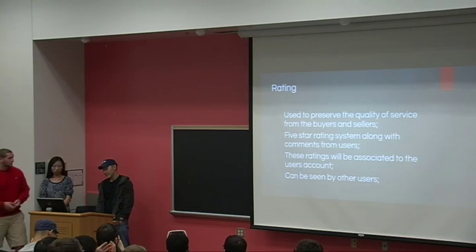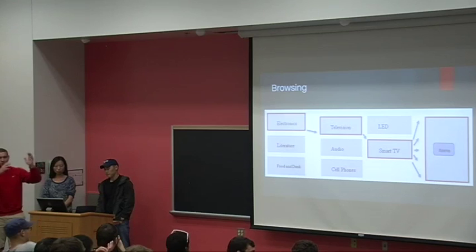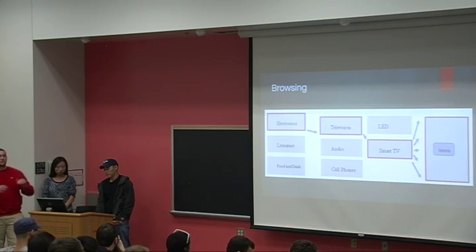Browsing, pretty self-explanatory. It's just going to be a menu. Larger category, you pick one, go down to a smaller subcategory until you get to the very end, which will show all the items in that subcategory. Well, this is the searching.